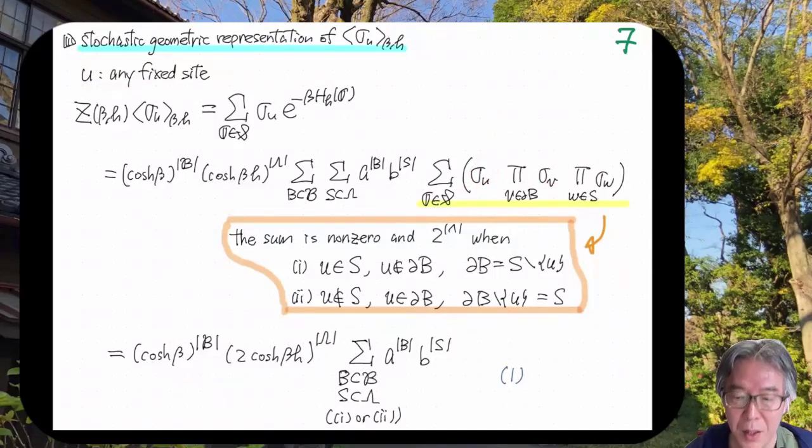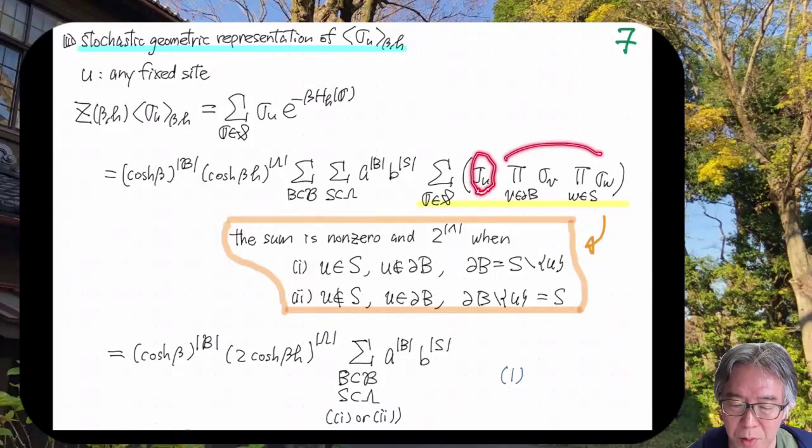But anyway, here v and w are chosen from dB and S, and these will change, okay, because of the summation. But here sigma u is always there, so we have to be very careful about the treatment of this sigma u. And so if you examine the condition that this is equal to 1, you will find that we have two distinct cases.